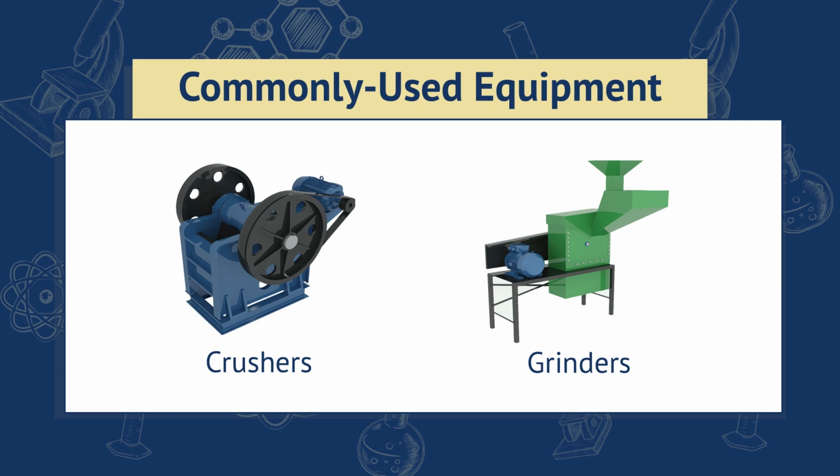Some of the common equipment used for these are crushers and grinders. Now, an efficient size reduction equipment should ideally do three things. First is to handle large volumes of material. Second is to use as little power as possible for each unit of output. And lastly, to produce a consistent product with a specific size or size distribution.